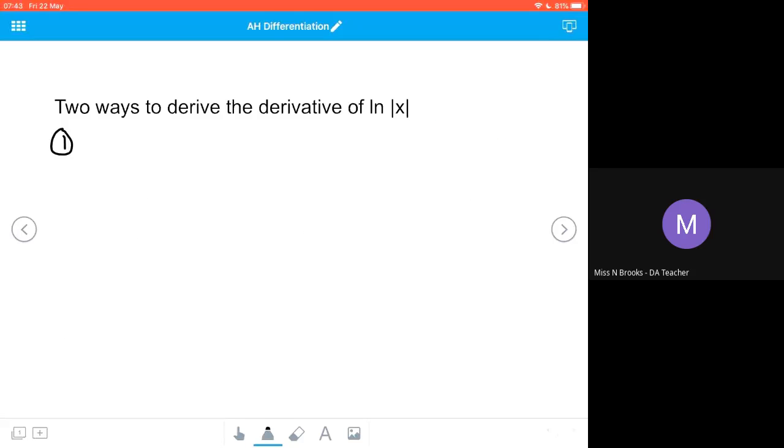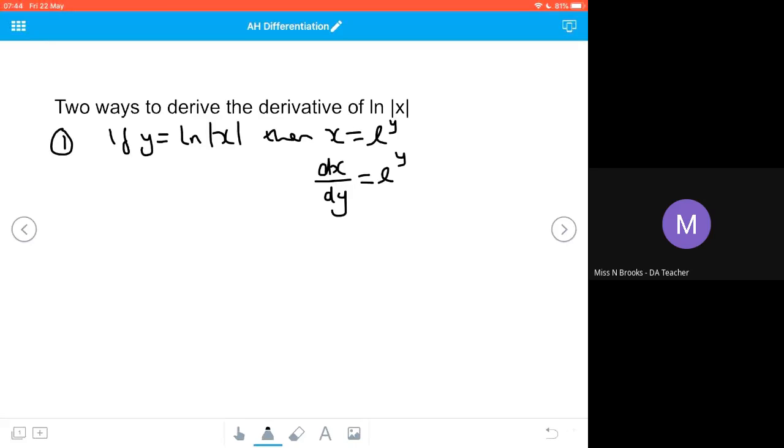So there are two ways to derive the derivative of the natural logarithmic function of x. The first way is to say that if y equals ln x, then we can rewrite that as x equals e to the power of y. Now we want to differentiate this, but we're going to have to differentiate with respect to y instead of with respect to x. So the derivative of x with respect to y is going to give us e to the power of y. Now, this behaves like a fraction, so we can take the reciprocal of both sides. So we're going to get dy by dx equals 1 over e to the power of y.